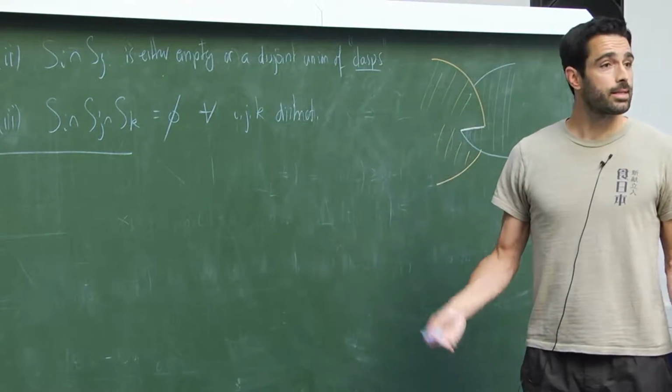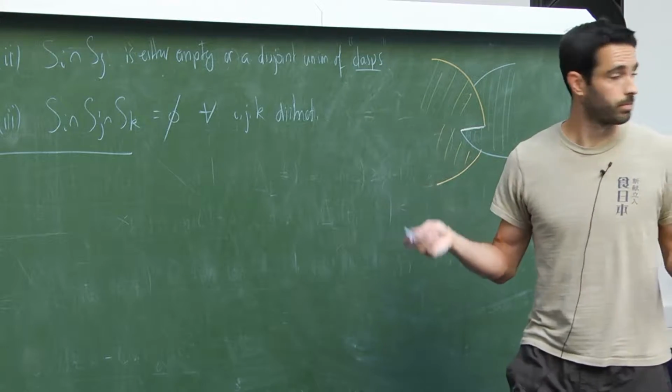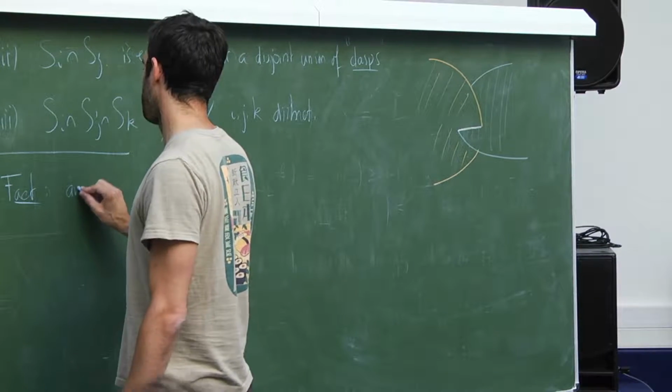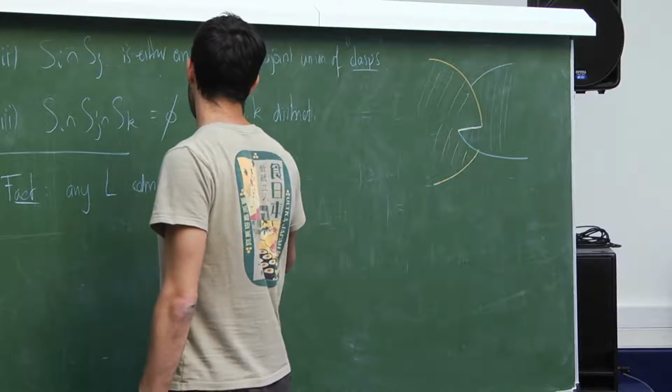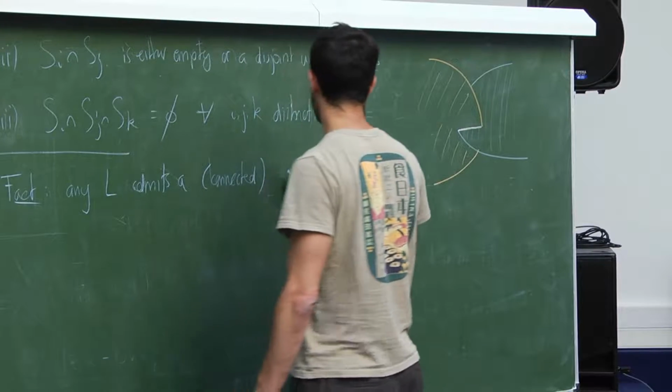So the first fact is every link L admits a C complex, and you can assume it's connected actually.